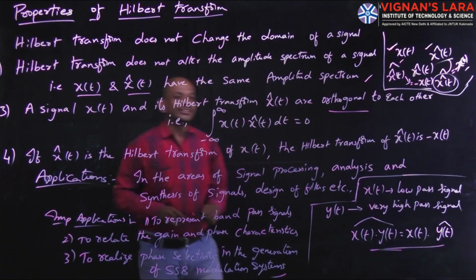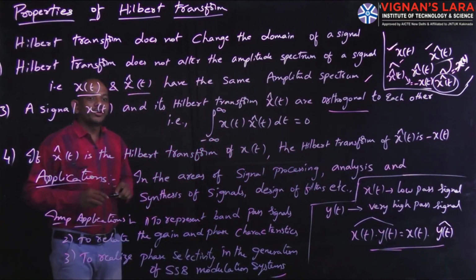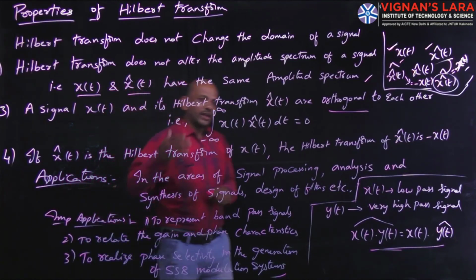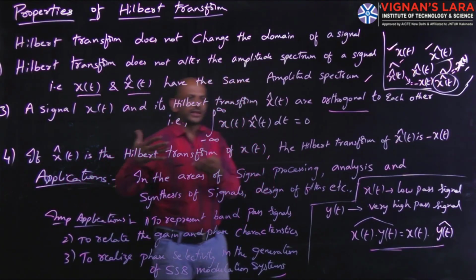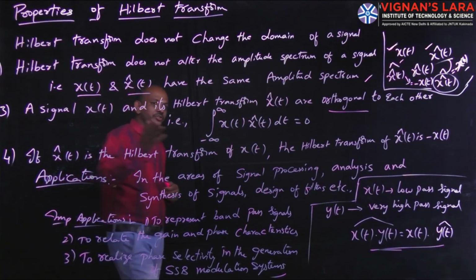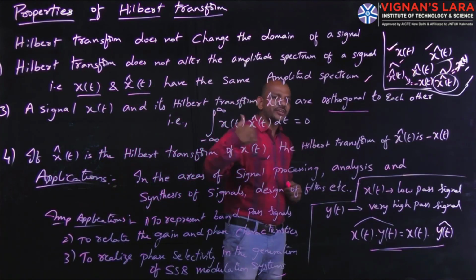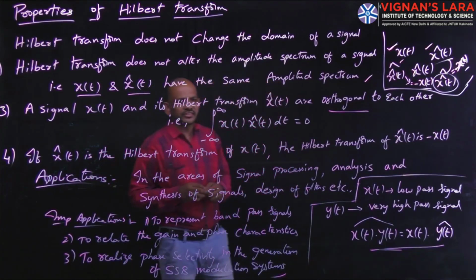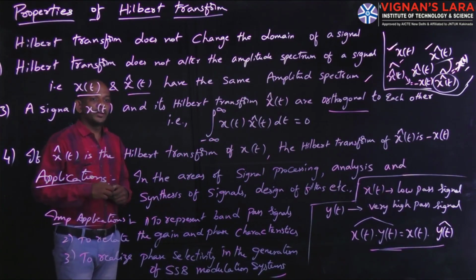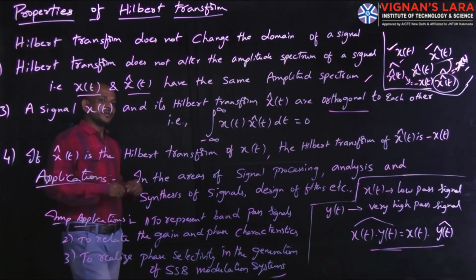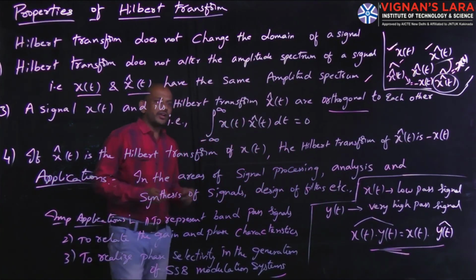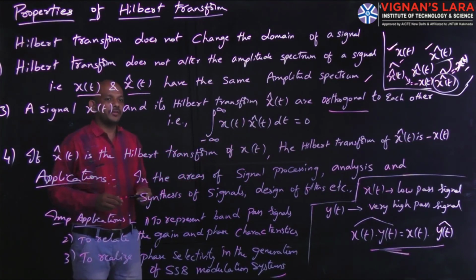So this is the complete explanation regarding the Hilbert transform. I gave the definition of the Hilbert transform and explained the concept, then went through the magnitude response and phase response with diagrams, and then the properties of the Hilbert transform. After that I went through the applications, and I concluded with the Hilbert transform of a low pass signal and a very high pass signal.